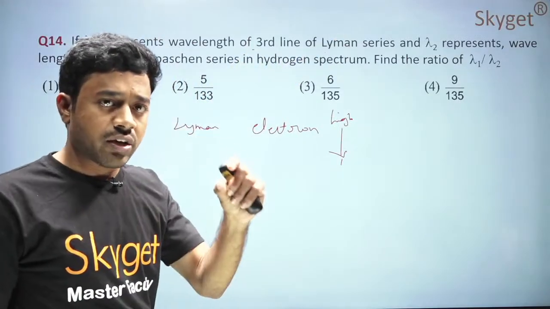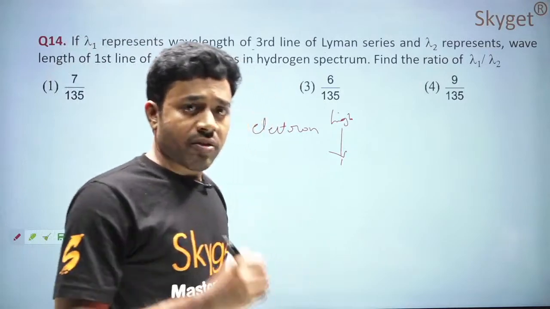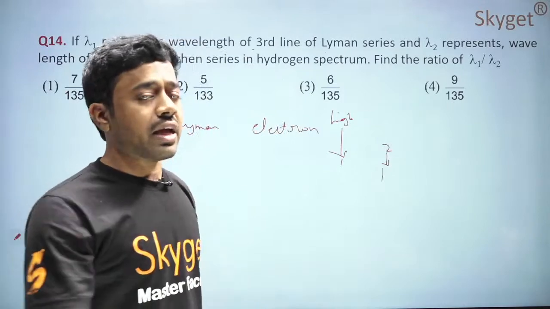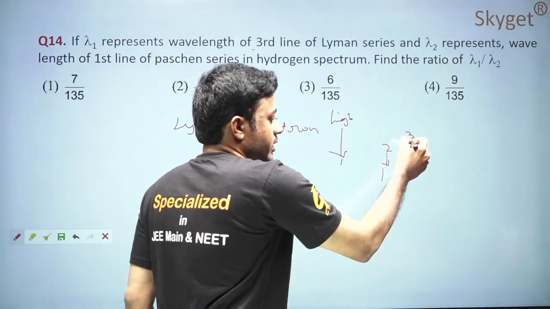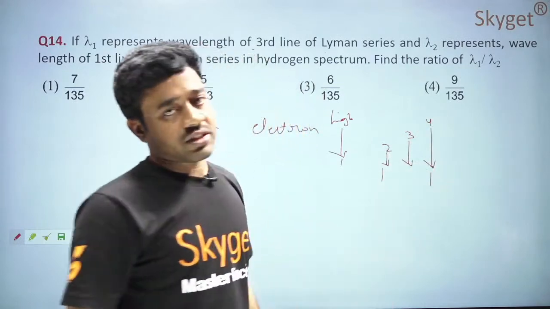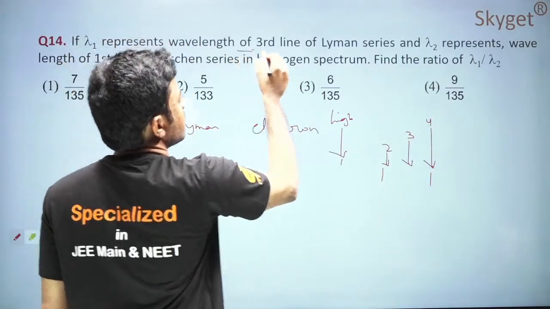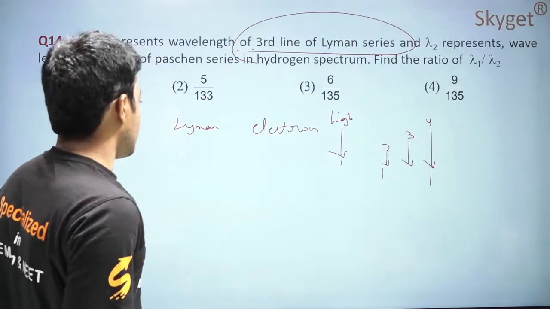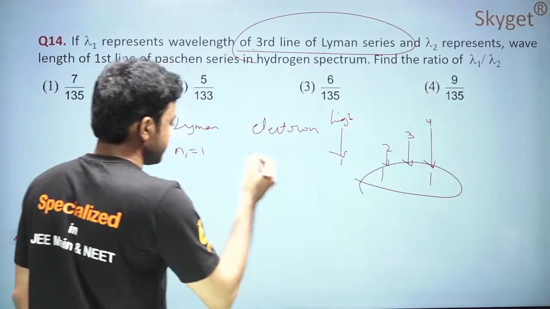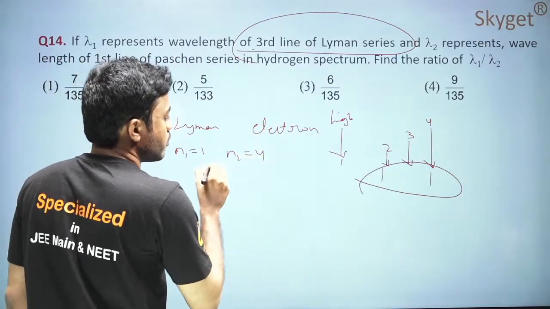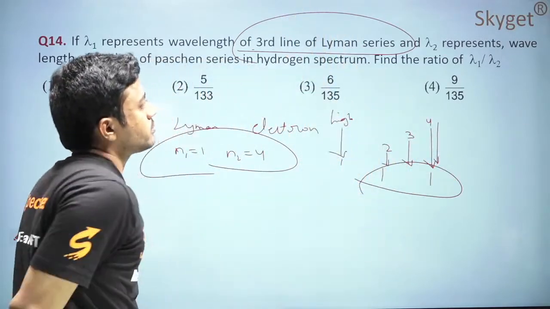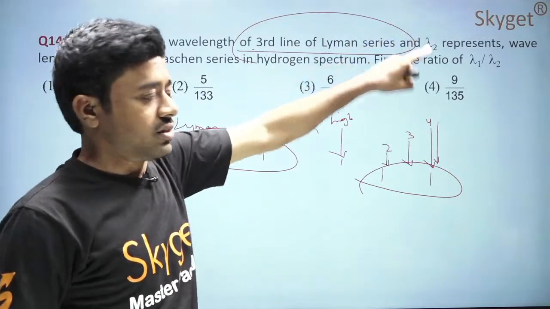Here the first line of the Lyman series occurs when the electron jumps from the second orbit to the first orbit, the second line occurs when it jumps from the third orbit, and the third line occurs when it jumps from the fourth orbit to the first orbit. So as he said, for the third line of the Lyman series, you have to take n1 equal to 1, obviously, because it has to jump to the first orbit, and n2 equal to 4, because the electron jumps from the fourth orbit to the first orbit.